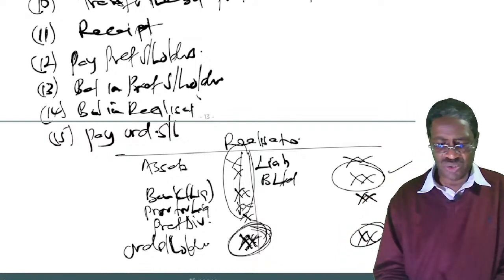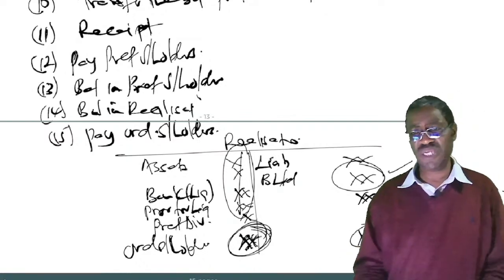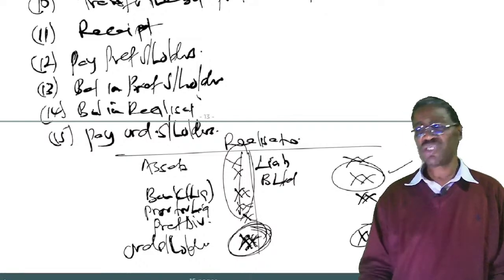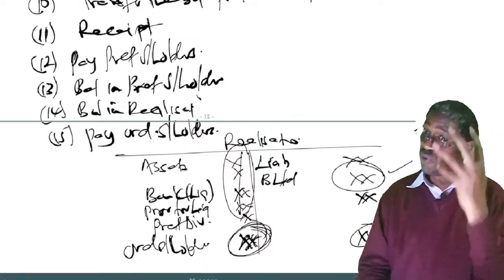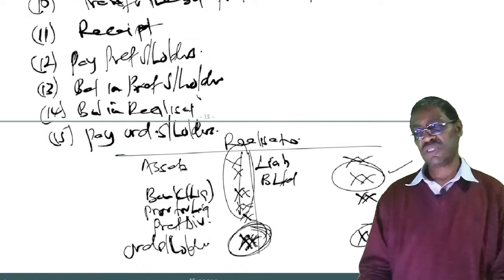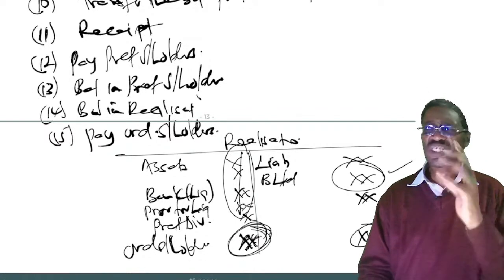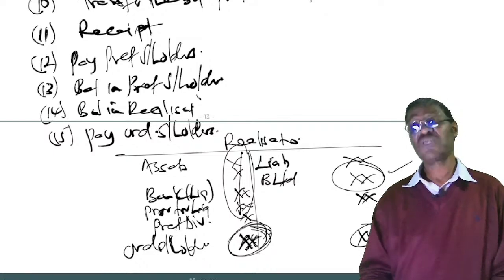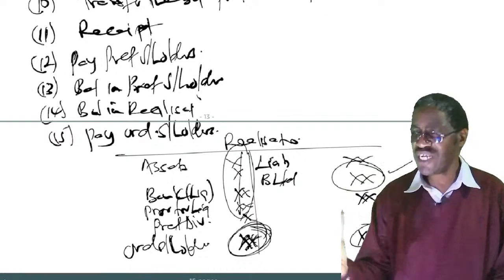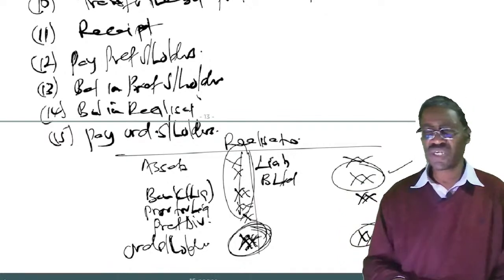That's what we want to do. We want to pay the ordinary shareholders. They are the last people to be paid. The question might tell you that you are giving them cash or debentures. Don't forget you received cash, you received debentures, you received shares. So whatever form of payment you are giving to them, go credit those assets. If it's cash, you credit cash. If it's shares, you credit shares. If it's debentures, you credit debentures.